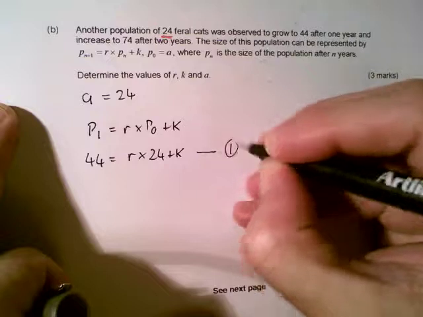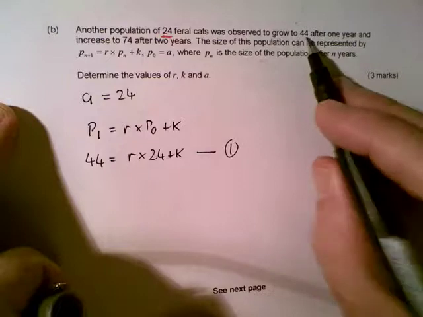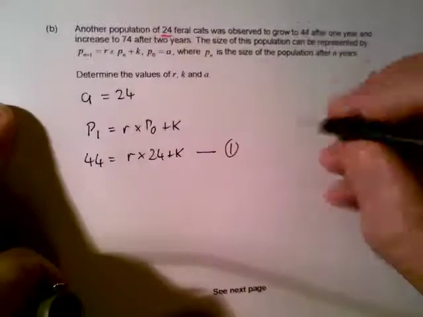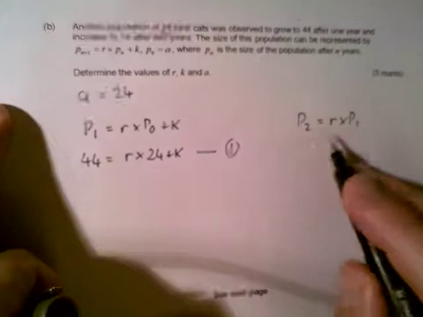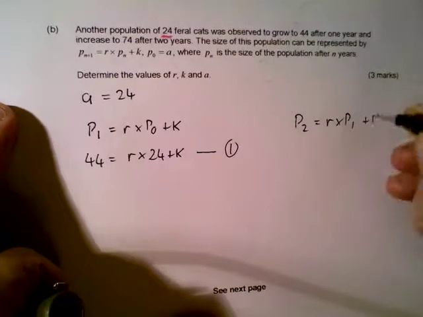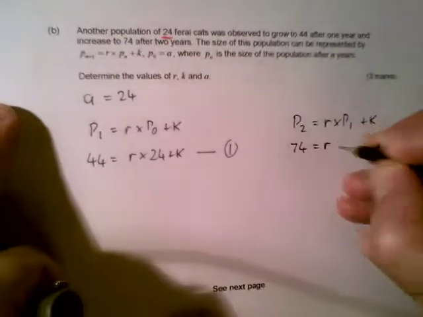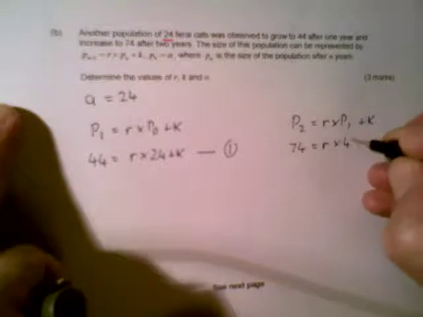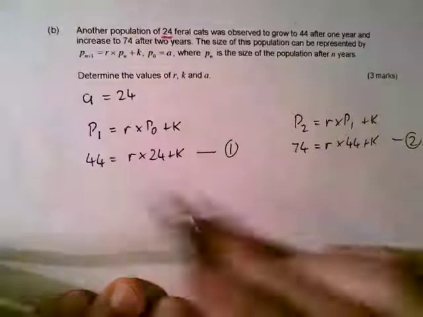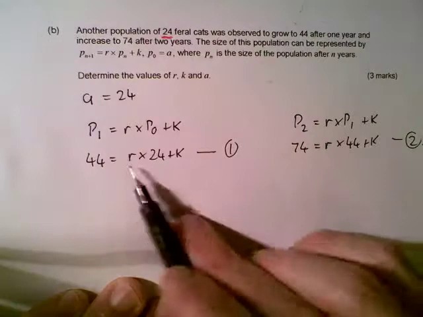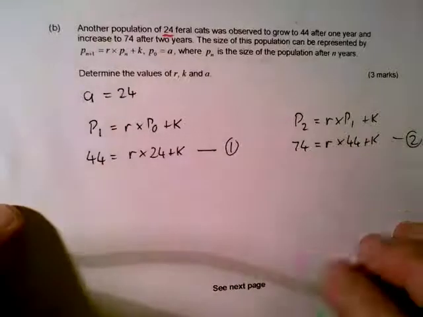We've got one equation for R and K, and because we've also got population after 1 year and population after 2 years, we can do a second equation, which will be P2 is equal to R times P1. So P2 is equal to R times the previous term, P1, plus K, and substitute in the relevant values here. P2 is 74, is equal to R times P1 is 44, plus K. And we've got a second equation. Now what we've got here is two equations, equation 1, equation 2, and we've got two unknowns, R and K, so we can solve those two equations simultaneously, and the calculator does that very easily.